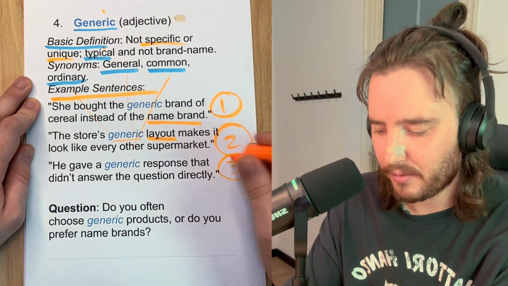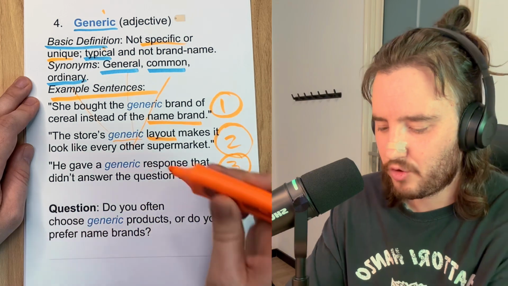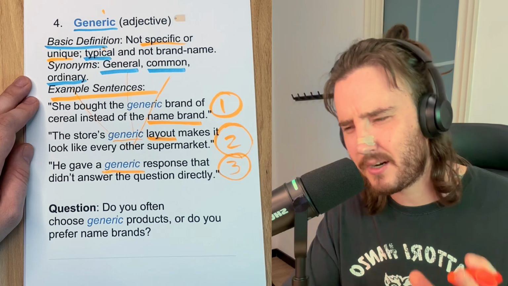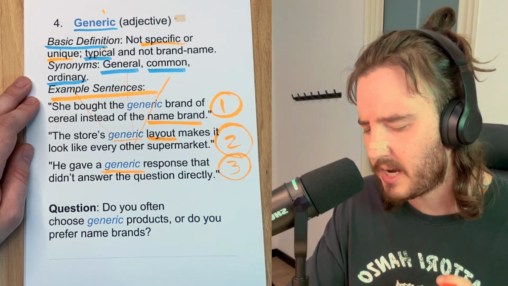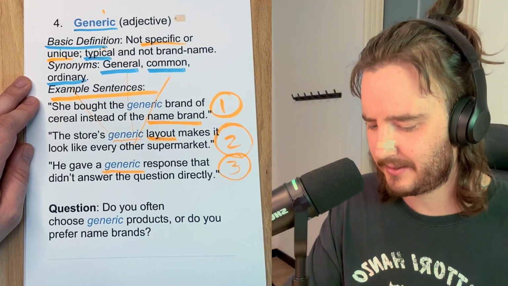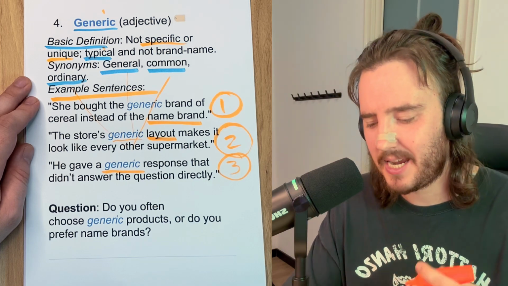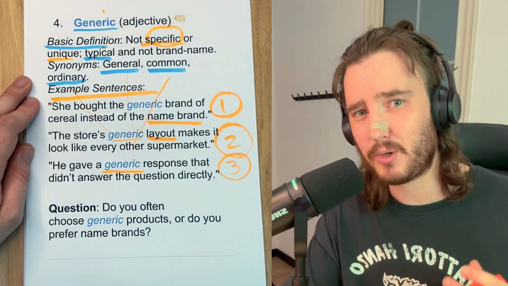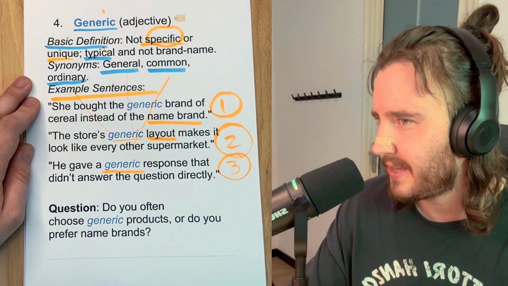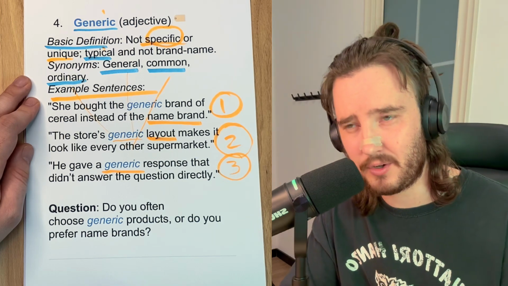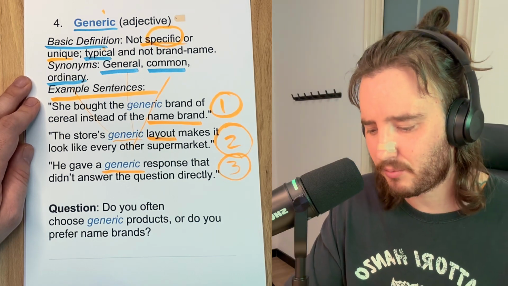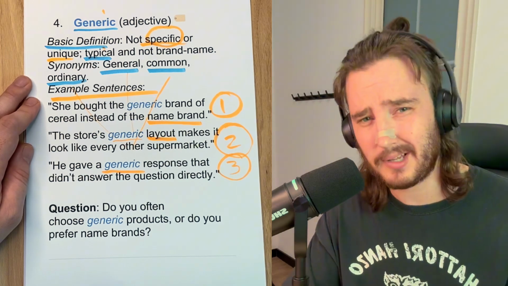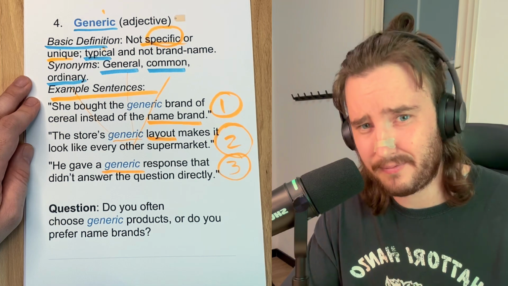Example sentence number 3 here. He gave a generic response that didn't answer the question directly. Here's an interesting way to use this word. A generic response, okay? Maybe he was asked a question and they were hoping for a specific response, okay? Something that showed a level of deep understanding or expertise, right? But he just gave a generic response, a very basic reply that wasn't very satisfying to them.